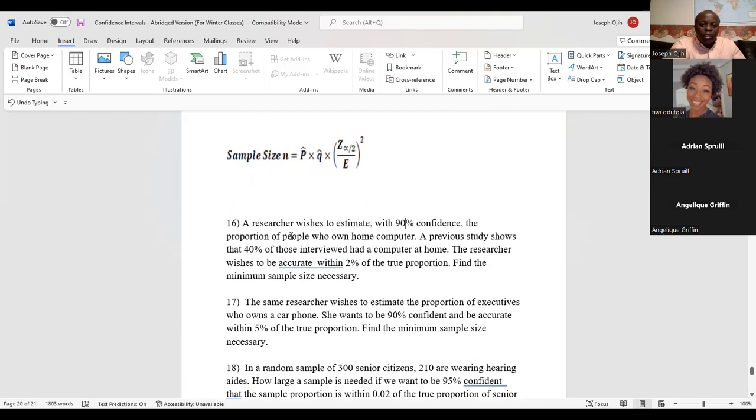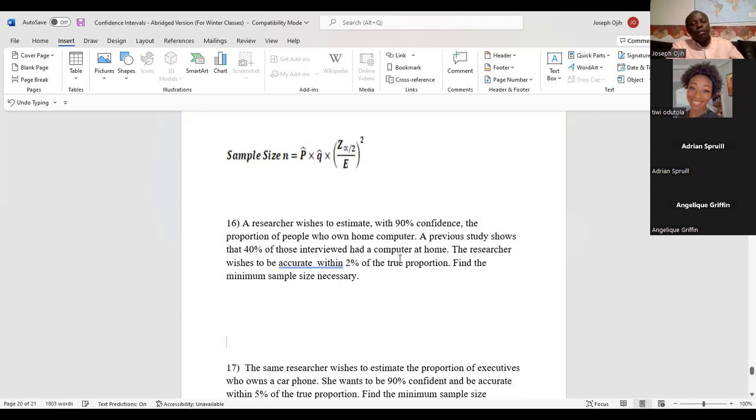Now, it says here, a researcher wishes to estimate with 90% confidence the proportion of people who own a home computer. A previous study showed that 40% of those interviewed had a computer at home. So the researcher wishes to be accurate within 2% of the true population proportion. Find the minimum sample size necessary.